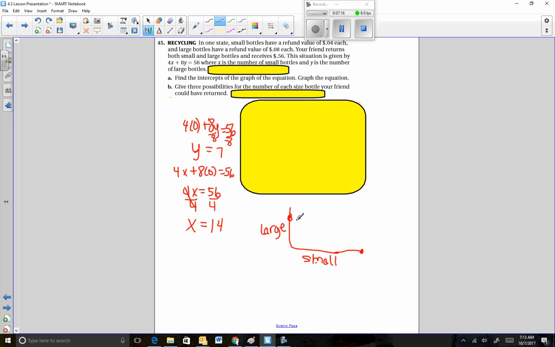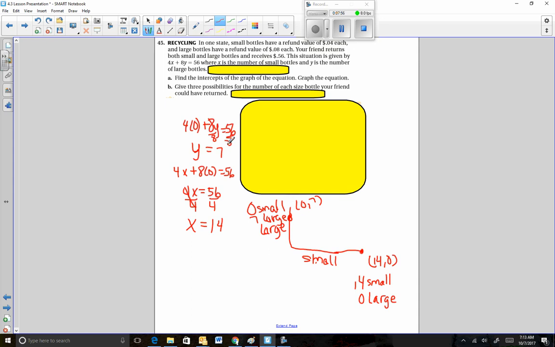All right, so there's one combination. At 0, 7, one combination. The other combination was 14, 0. That indicates 14 small bottles, and no large bottles. And this one would be 0 small and 7 large. Boy, this writing is really messy. I apologize.